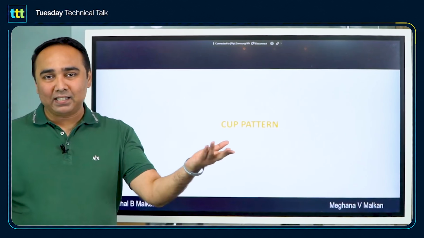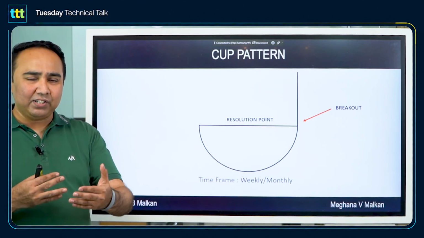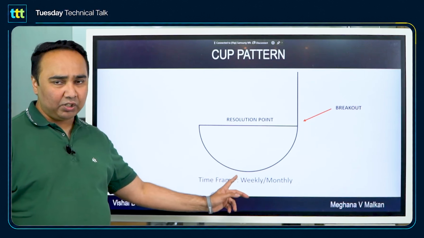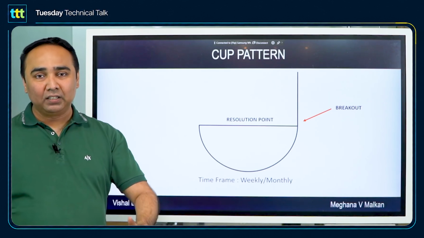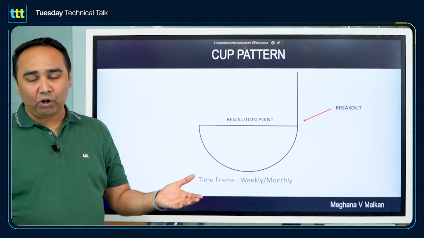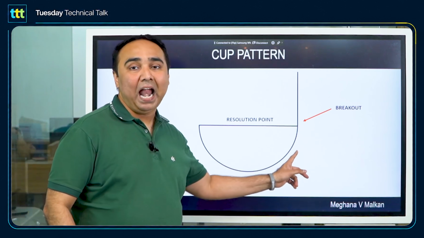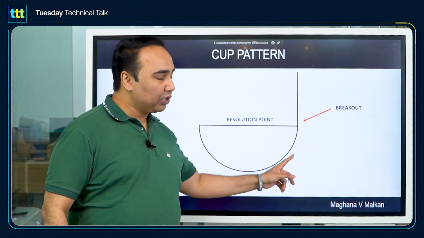Cup pattern is, as you can see the name cup, it looks like a cup. Now, there can be different size and shape. Sometimes this cup, which you call as U pattern or saucer pattern also. So if it is very shallow, it's called saucer. If it's deep, it's called cup. There are sometimes we call as cup and handle also. So there is kind of a consolidation.